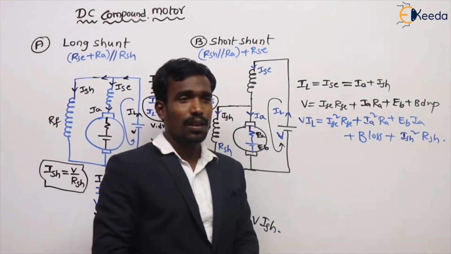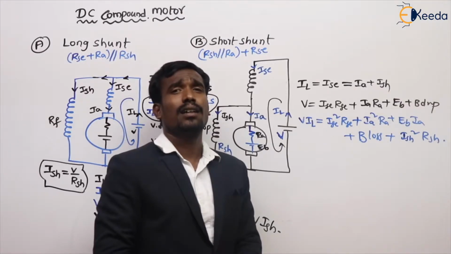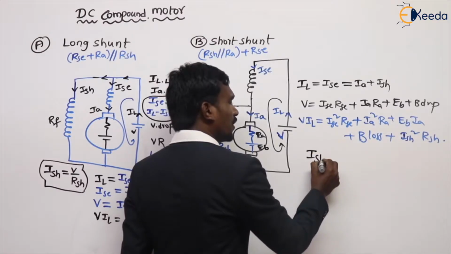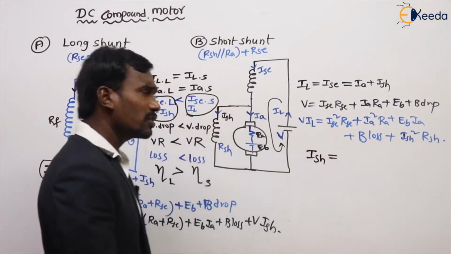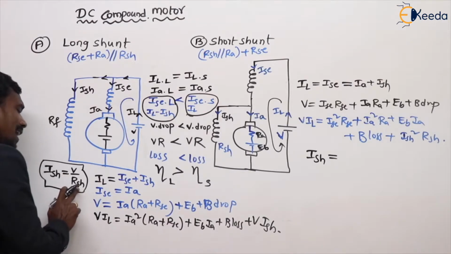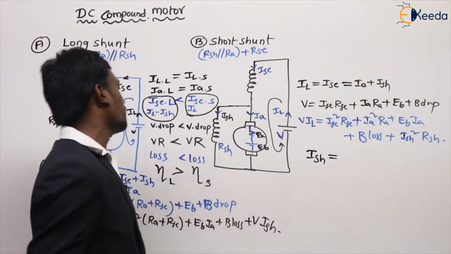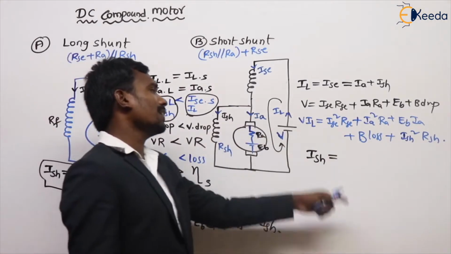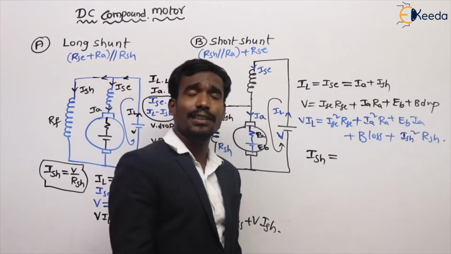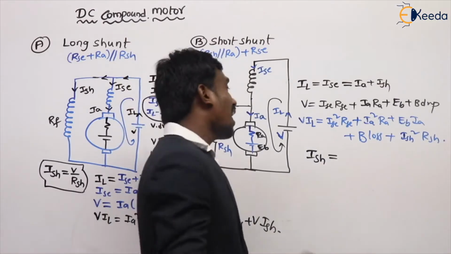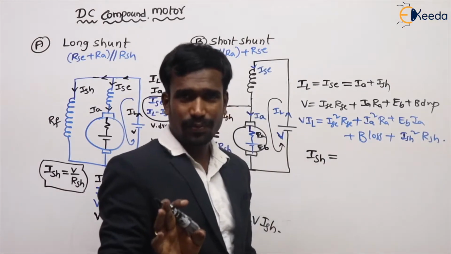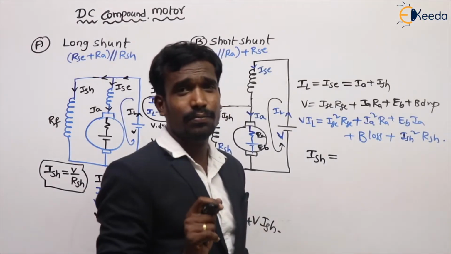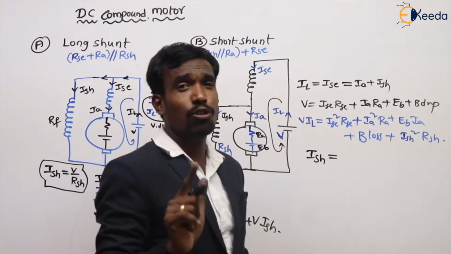Right? For the generator, I have not done that. What is ISH here? Of course, in the shunt case ISH is equal to V by RSH. We know that for generator and motor it is the same because the voltage is the same, since both are in parallel. But these are not in parallel. I didn't do it for the generator; you have to do it for the generator. I will do it for the motor. That's why I left it, because you have to do it.